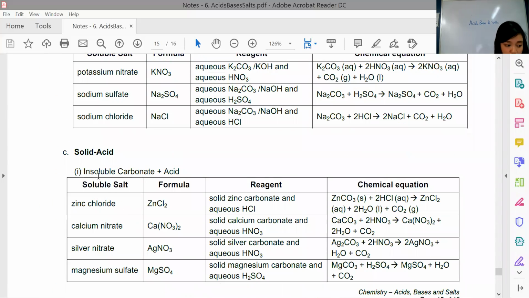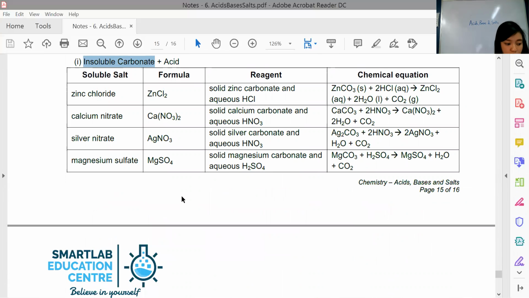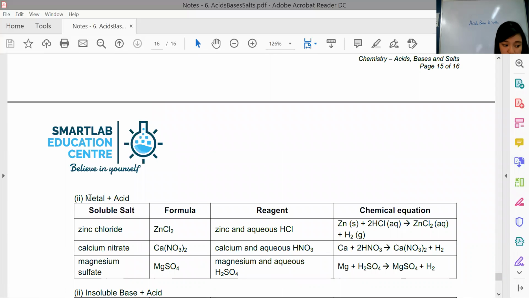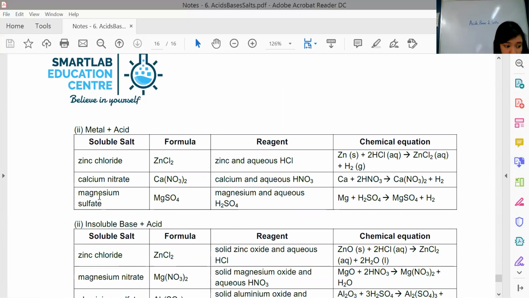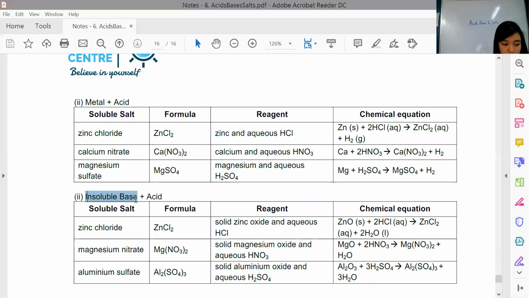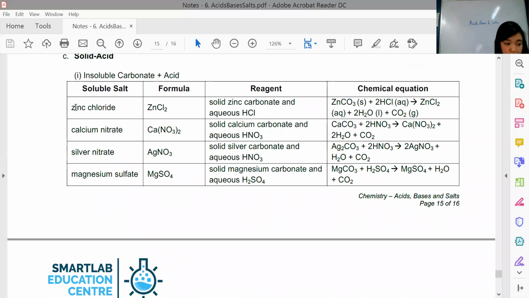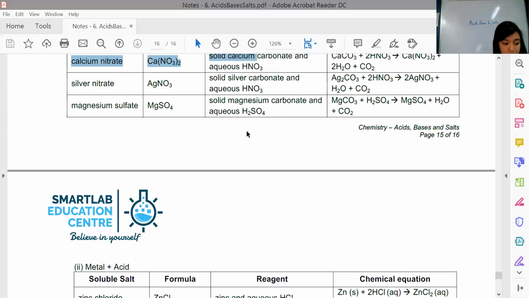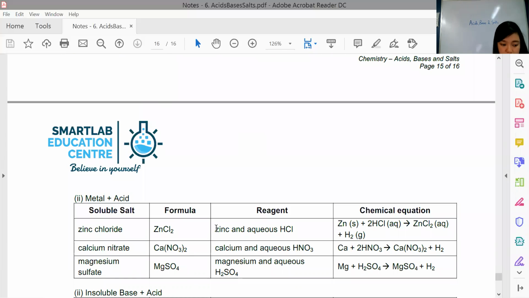We can include insoluble carbonate, which is a solid, as well as an acid together. We can just put the metal alone and the acid, because metal is a solid. We can also put the insoluble base as the solid with the acid. So for an example, if you want to prepare zinc chloride, zinc chloride is a soluble salt. So you can mix zinc carbonate, which is a solid, together with the hydrochloric acid. Similarly, you can just put the zinc as a metal alone with the hydrochloric acid.